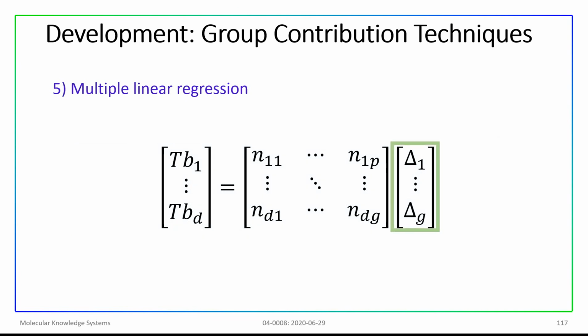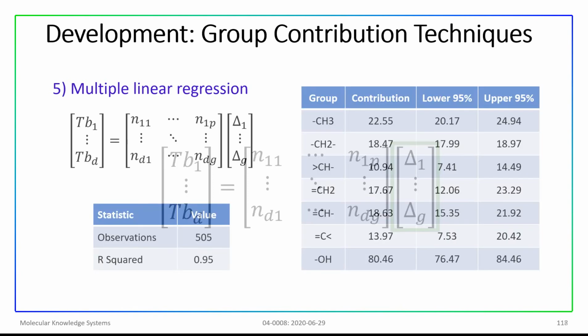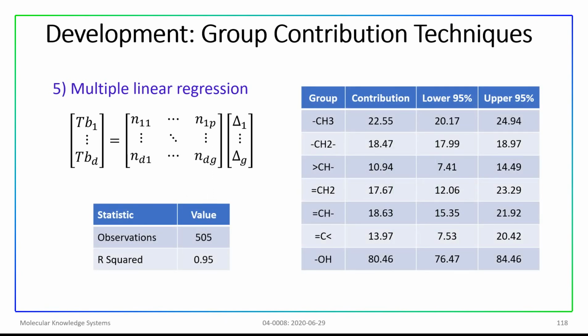There are numerous algorithms available for solving regression problems. Some of these algorithms are better than others at addressing some of the issues that arise in group contribution technique development. Issues such as the sparsity of our group occurrences matrix and issues of collinearity between group occurrences. In addition to the regressed group contribution values, multiple linear regression also produces a variety of very useful statistics. Statistics that can be used to guide the further improvement of our group contribution technique.